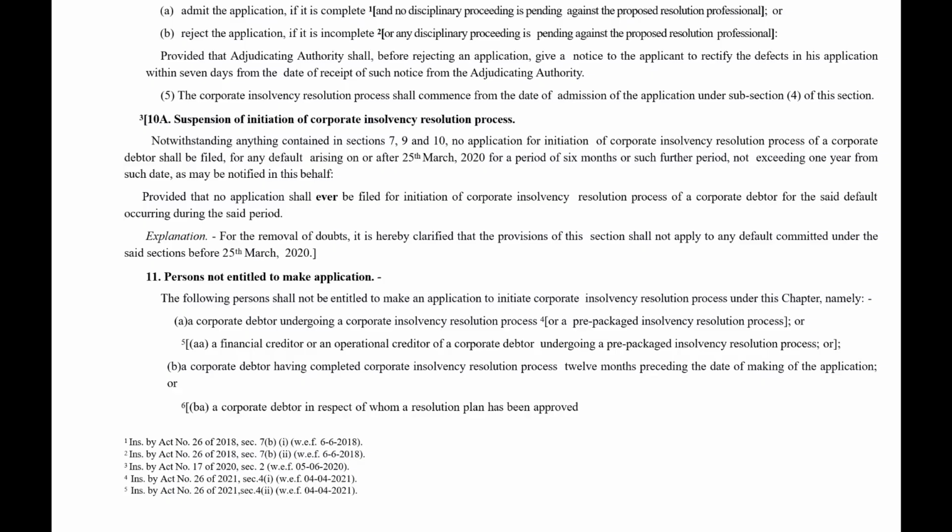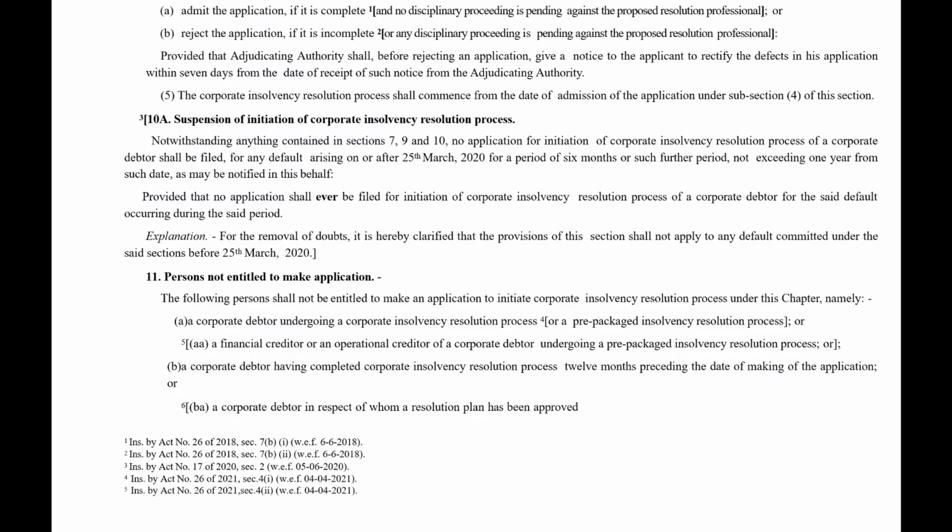Second, financial creditor or an operational creditor of a corporate debtor undergoing a prepackaged insolvency resolution process. So prepackaged insolvency resolution process we will read in detail later. But here briefly we can understand that in case of prepackaged insolvency resolution process, which is restricted to corporate MSMEs only, the corporate debtor is allowed to make an application for a default of 10 lakhs or more, right? So in case an application has been admitted under PPIRP, or if a CD is undergoing PPIRP process, then financial creditor or operational creditor cannot file this application.